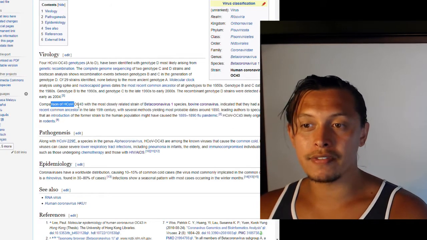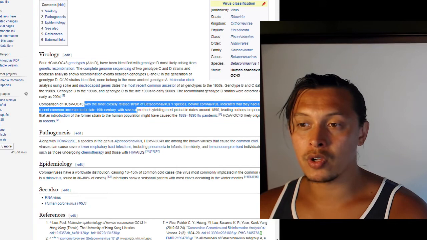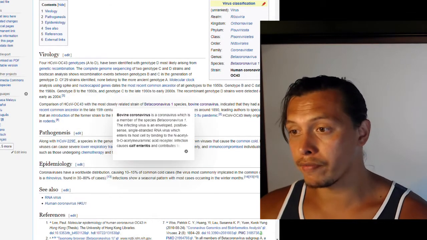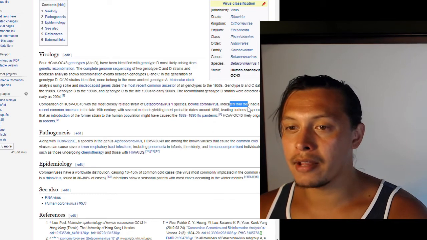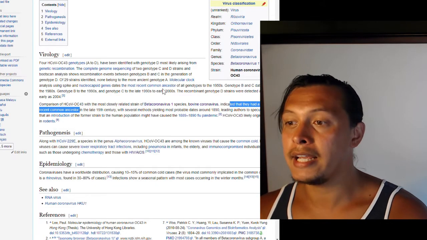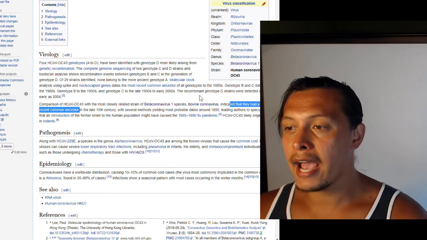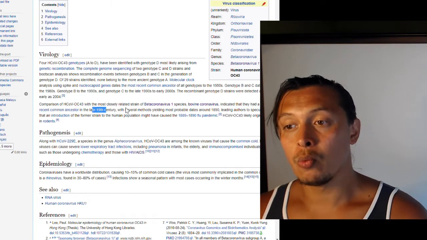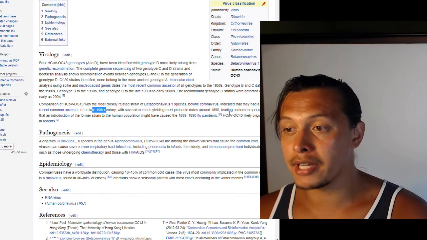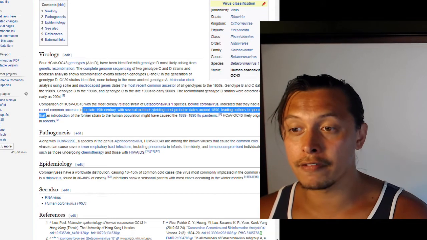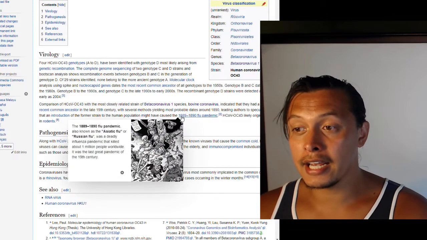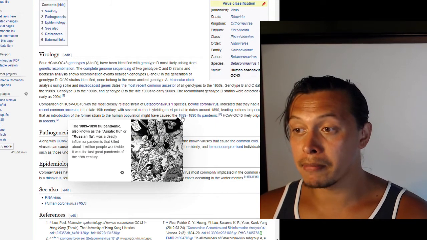Yes, so comparison of the HCoV OC43 with the most closely related strain of beta coronavirus 1 species, the bovine coronavirus, indicated that they had a most recent common ancestor in the late 19th century, with several methods yielding most probable dates around 1890, leading the authors to speculate that an introduction of the former strain to the human population might have caused the 1889 to 1890 flu pandemic.